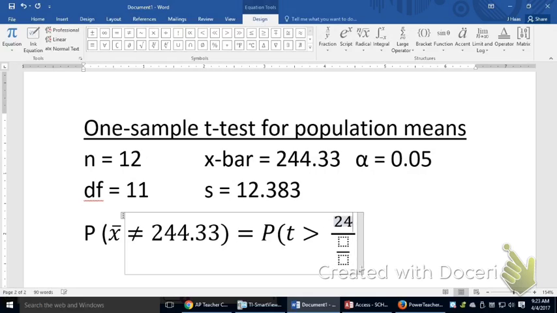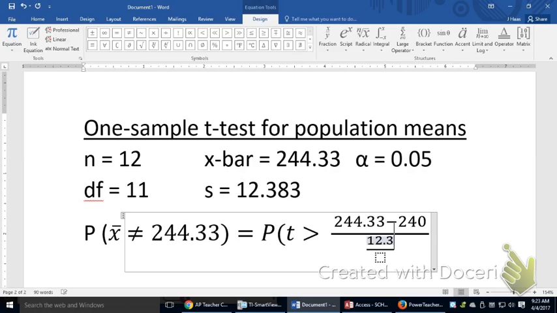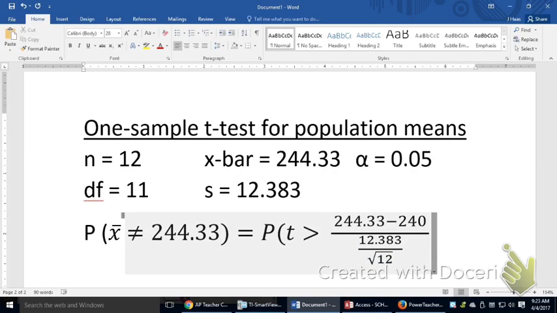So it's 244.33, my statistic, minus my parameter. In this case, it's my hypothesized value of 240. That's my hypothesized parameter, my hypothesized mean. And then my standard deviation is my sample standard deviation divided by the square root of my sample size. So the square root of my sample size in this case is 12. That's going to give me my value there.